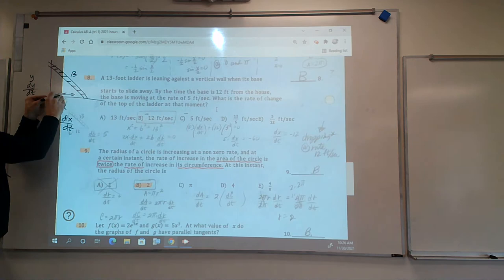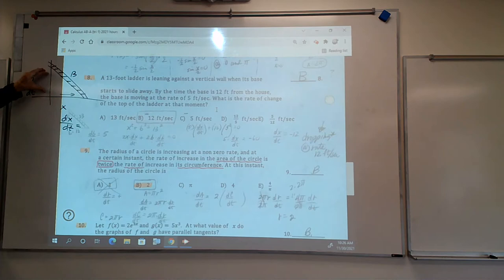This answer right here, dy/dt, this is falling. As the ladder's slipping out, this is falling down. So dy/dt should be negative. So the question is, what do they want? We're going to want one of them.